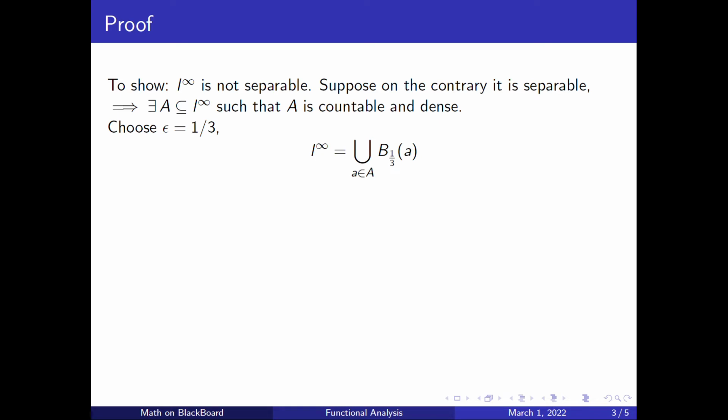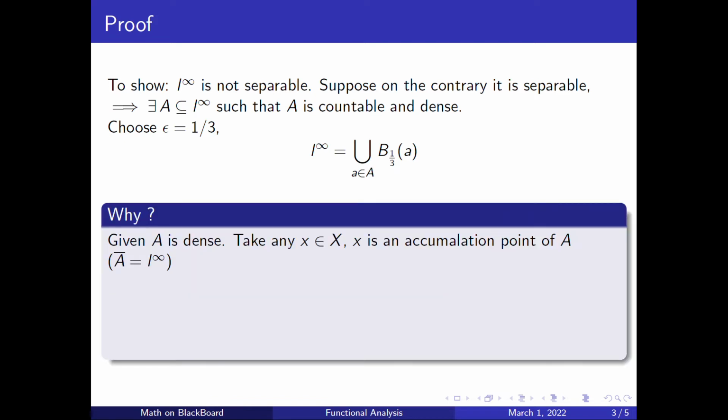So now choose epsilon to be 1 by 3, and we claim that we can write L infinity as a union of all these open balls of radius 1 by 3 around each point of the dense set A. This is indeed true because of the following fact: we are given or assumed that A is dense. So if A is dense and you take any point X in capital X, X turns out to be an accumulation point of A because the closure of A gives you L infinity.